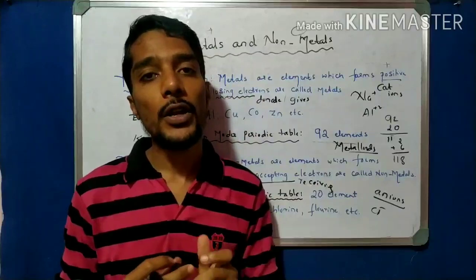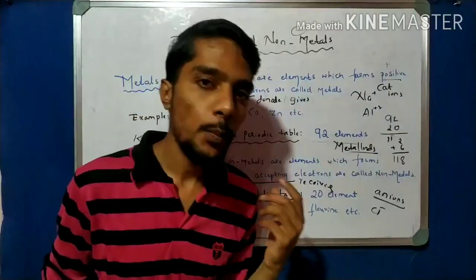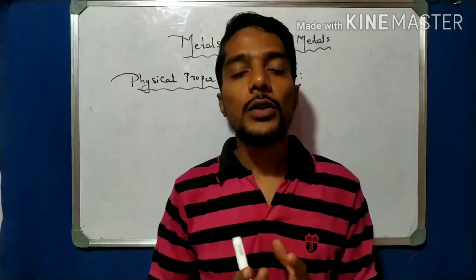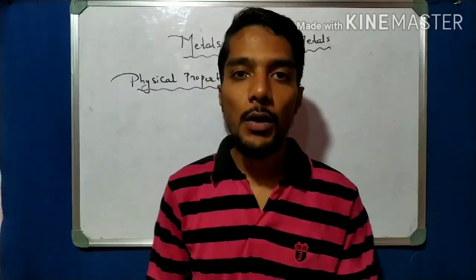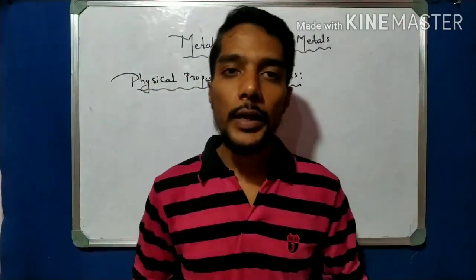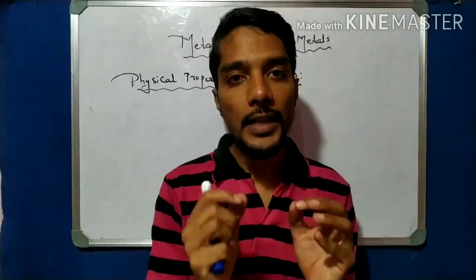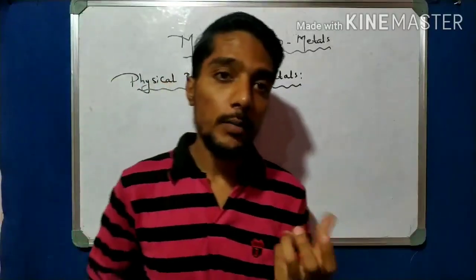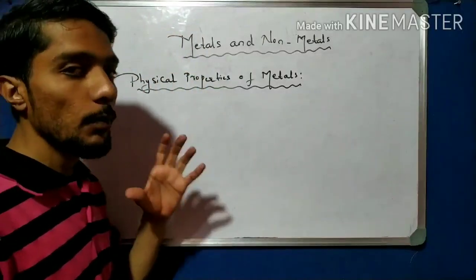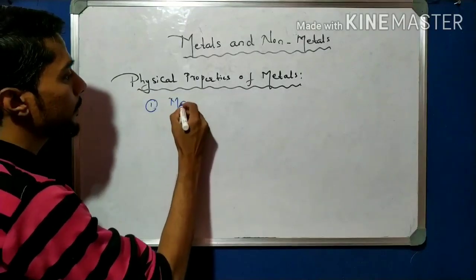Let us come to the next property of metals, that is the physical properties or physical characteristics of metals. Please write down this one and come to the next very important point. Students, take another very important concept of this video: the physical properties of metals. There are different types of physical properties of metals, and they are very important for examinations. For 2 marks and 1 mark, most questions are framed from here. So let us start with the physical properties of metals. The first physical property of metals is malleability.